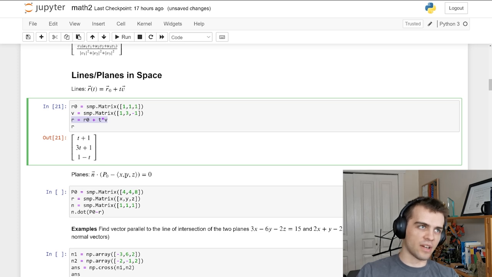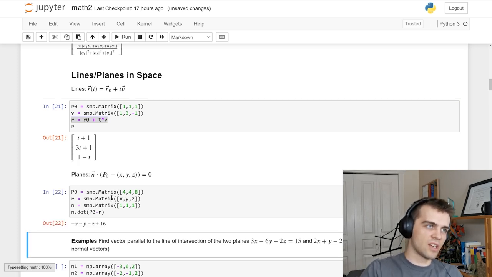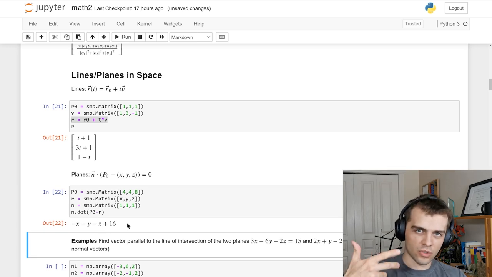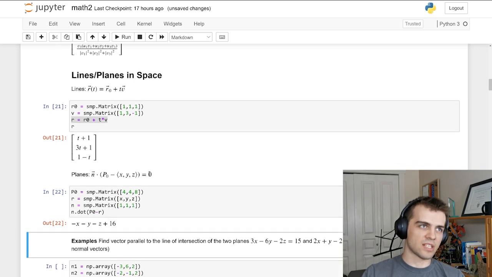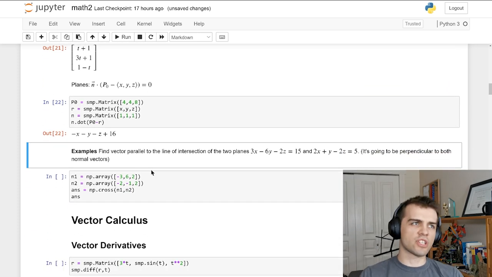So there are only certain values of X, Y, Z that satisfy this. Of course, what it says is that this whole thing equals zero. So there's only specific values of X, Y, Z that are allowed here. This constraint equals zero is a constraint on X, Y, Z, keeping them to a plane. Of course, there's examples here.